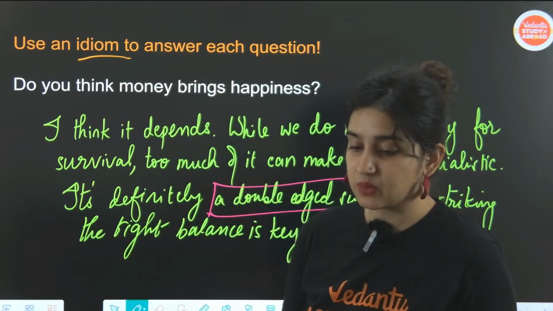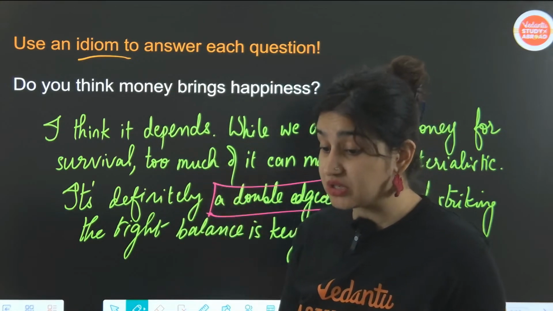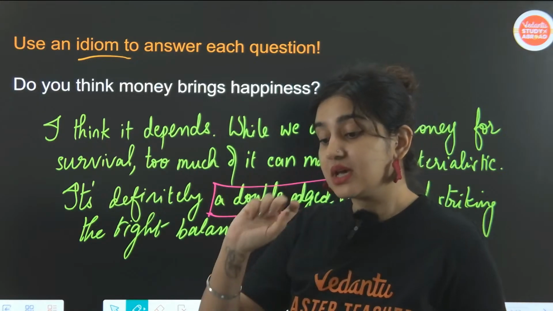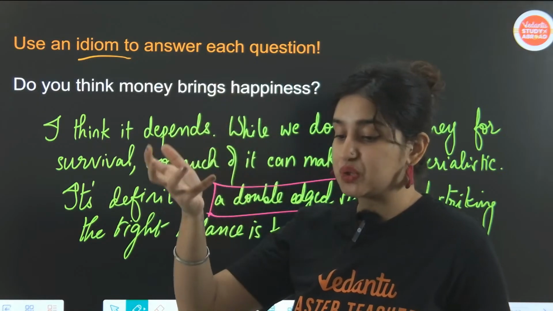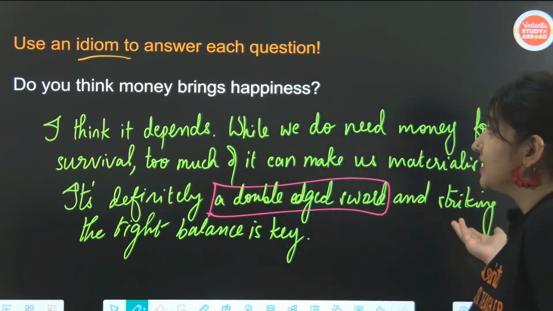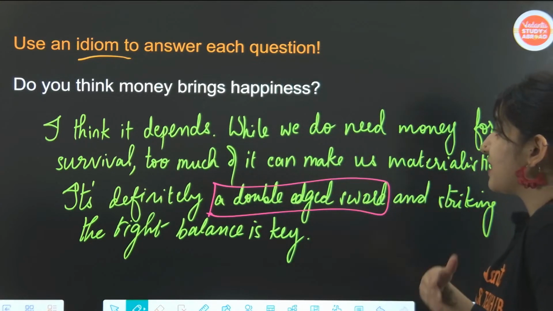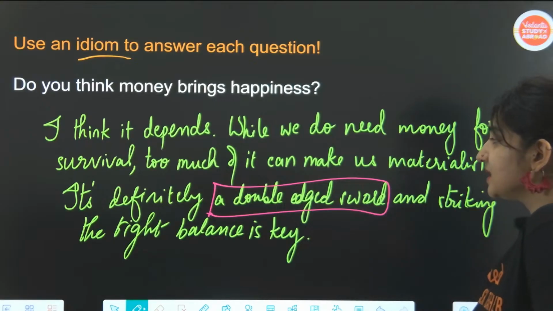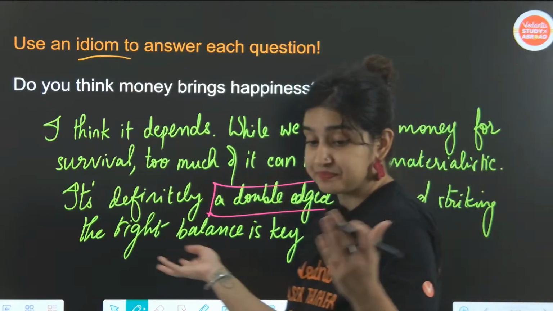That's a sample answer with an idiom that's being used naturally. It doesn't stick out. It doesn't seem like the entire answer revolves around the idiom. It's just a very natural part of the response. I think it depends. While we do need money for survival, too much of it can make us materialistic. It's definitely a double-edged sword, and striking the right balance is key.